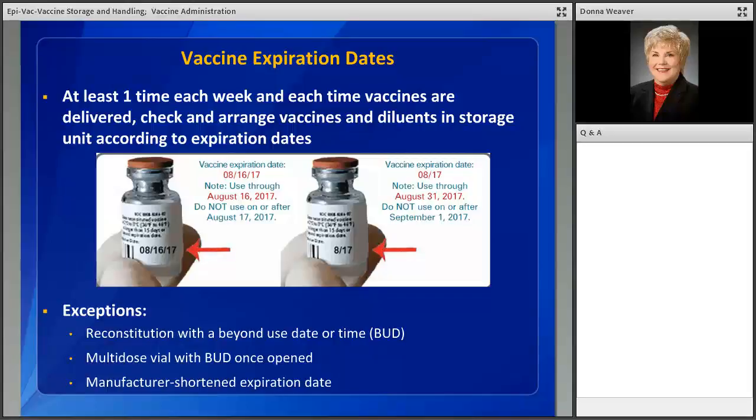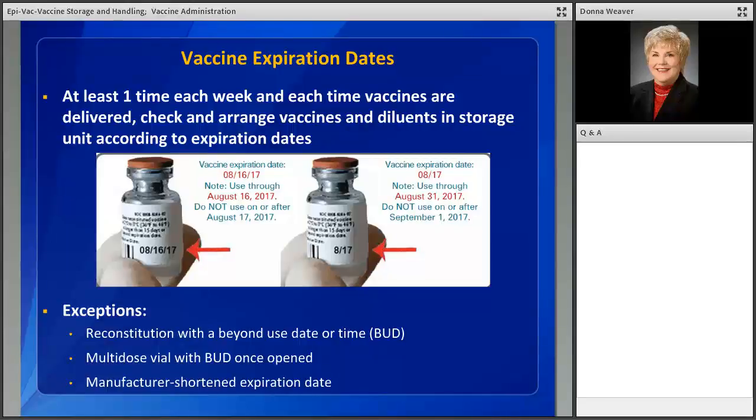Some vials have an expiration date that includes the month, day, and year. Others only have the month and year. If month, day, and year are included, then the vaccine can be used until the end of the day noted on the product. If only the month and year are given, the vaccine can be used through the last day of that month. Of course, this only applies as long as the vaccine is stored and handled properly and it's normal in appearance.